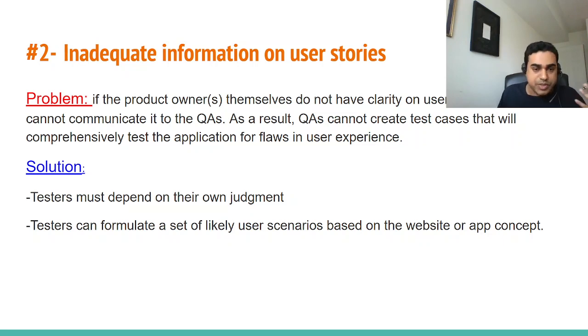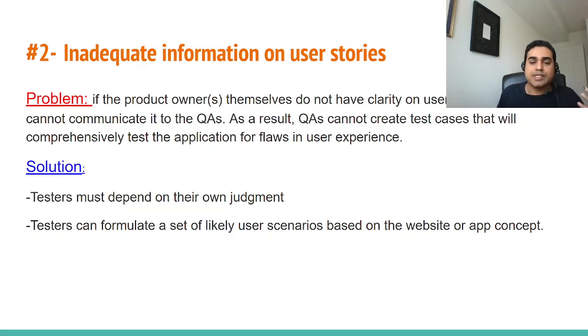Even though testers will try to communicate with the product owner, developers, and all other stakeholders to get the most clarity they can, they can't wait too long because they have to perform sprint testing, so there is limited time. At that time they can use their own judgment.